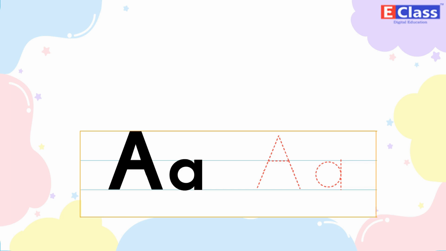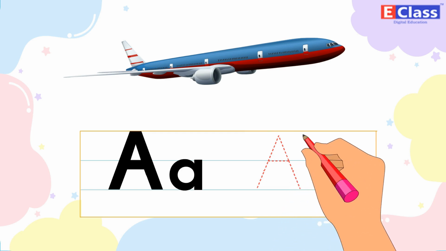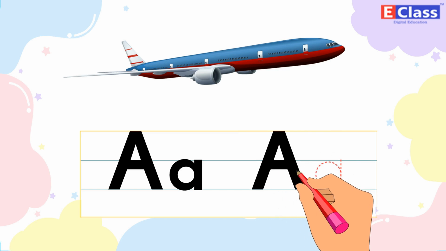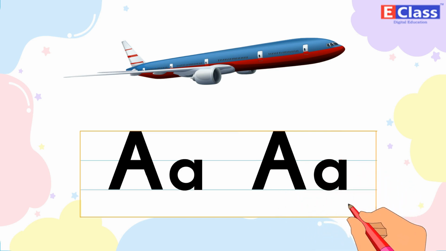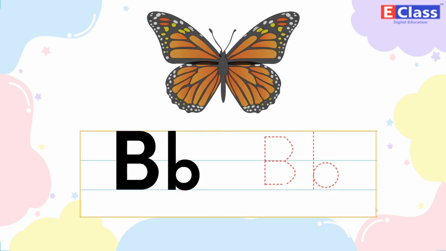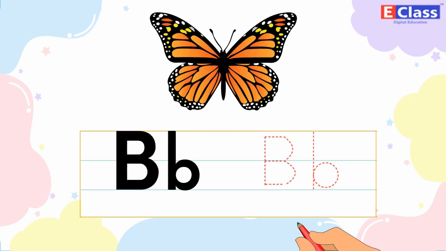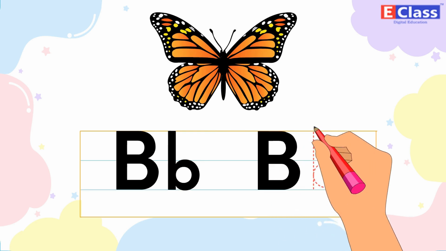A for aeroplane. You all already know that we can write letters in two ways, capital and small. Let's trace both. Capital A, small a. Very good. Next, B for butterfly. Capital B, small b.